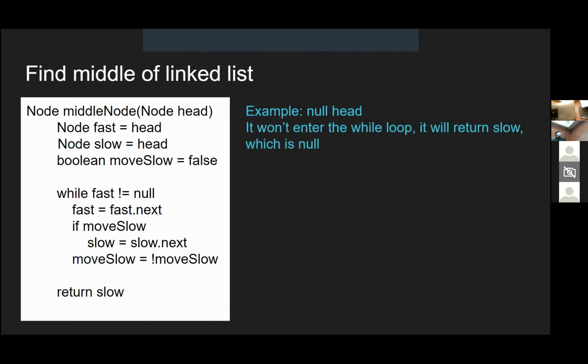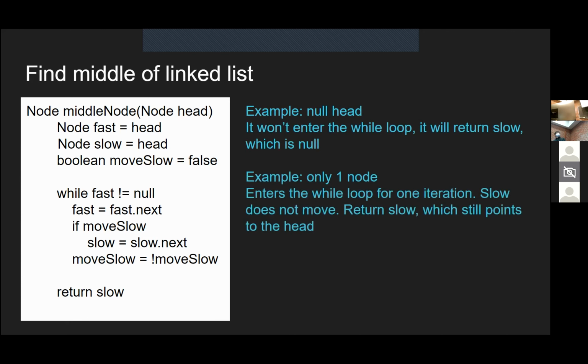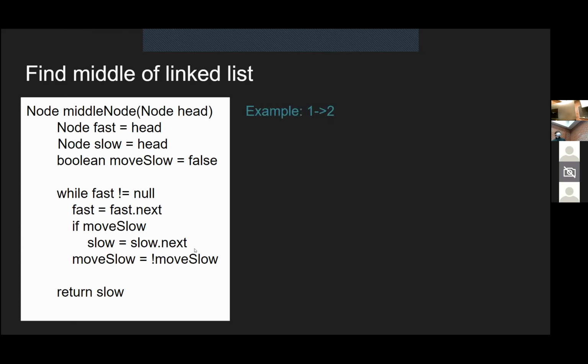So for example, we have a null head, it won't enter the while loop. If we have only one node, it enters the while loop for one iteration. Slow doesn't move, so it's just going to return slow, which is the head. So far that's right. For our example 1, 2, fast is 1, slow is 1, move slow is false.